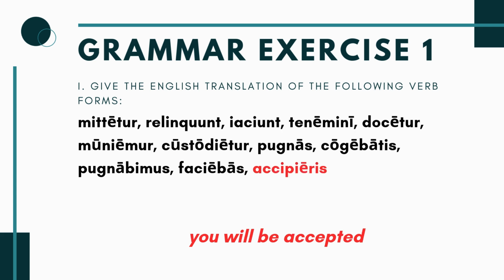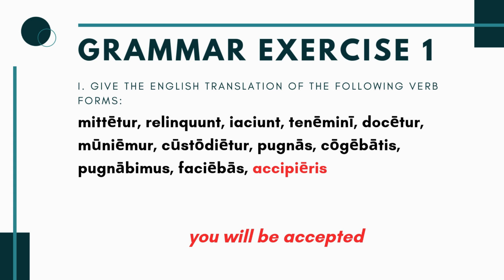And lastly, we have accipieres. Now here you have a third IO verb, accipio, accipere, right? We learned it in this chapter. The E in front of the ending means it's future tense, right? Think A and E's. RIS is second person singular, passive voice. So accipieres means you will be accepted, okay?